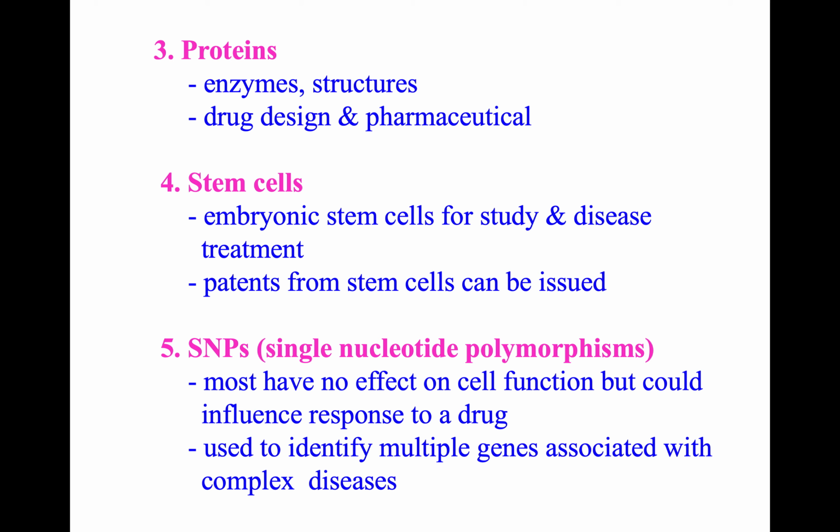And number 5, the last one, SNPs, single nucleotide polymorphisms. So if you remember polymorphisms, anyone? Polymorphism means more or less mutation or variation. So usually SNPs don't really have an effect on cell function, but they could influence response to a drug, and usually could more or less have an influence on protein. So it is used to identify multiple genes associated with complex diseases. It could also be a form of marker as well.